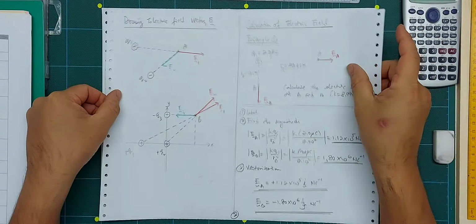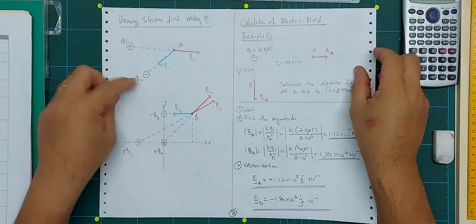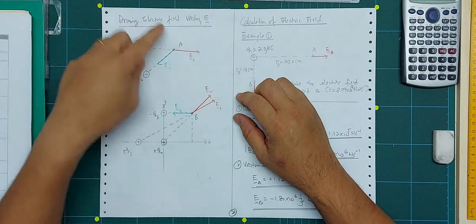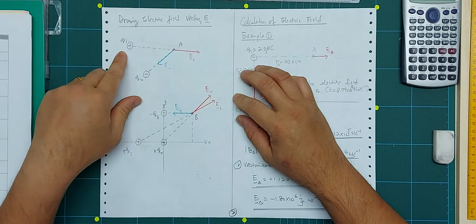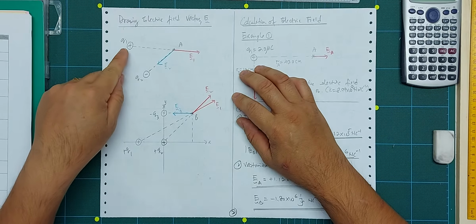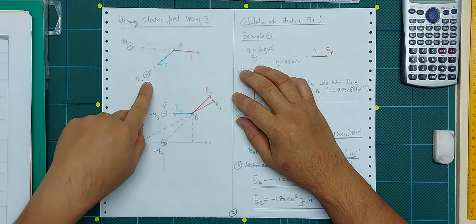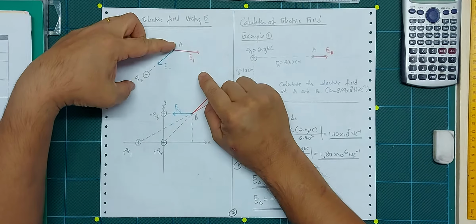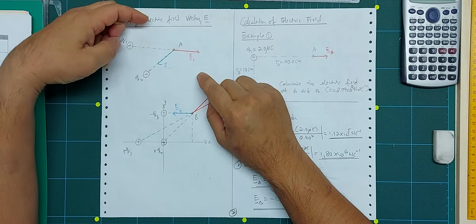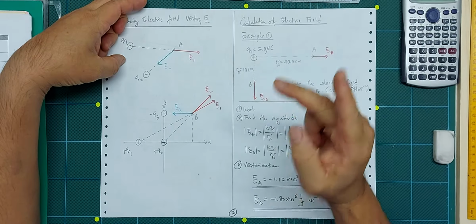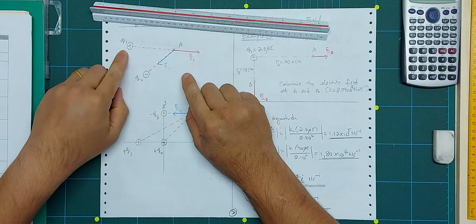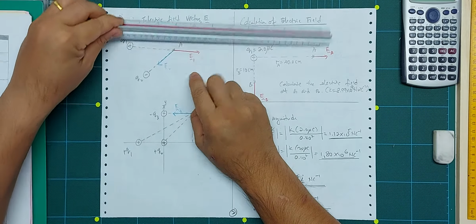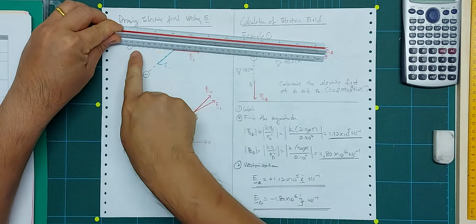Okay, now come to the next one. Drawing electric field vectors. Let's assume you have two charges, Q1 positive, Q2 negative. So at point A, you're going to have two electric field vectors. One is E1, which is away from Q1 because positive, so see, in a straight line, this dotted line.